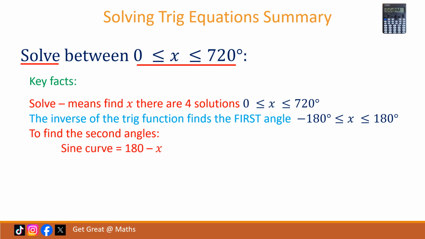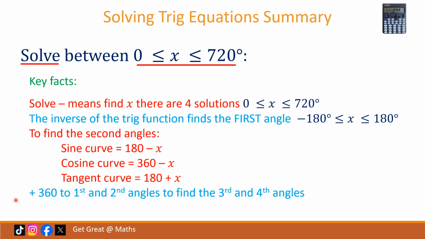So if you're looking at the sine curve, it is 180, take away the first angle, which was x. For the cosine curve, it's 360 minus the first angle, or 360 minus x. For the tangent curve, it is 180 plus the angle x, or your first angle. So you need to remember these 3 things to find the sine, the cosine or tangent, or you can remember what the graphs look like and you can use the symmetry of the curve to work out the second angle. The choice is yours.